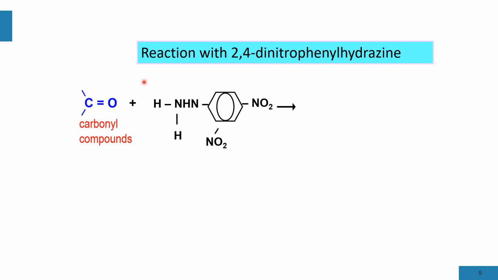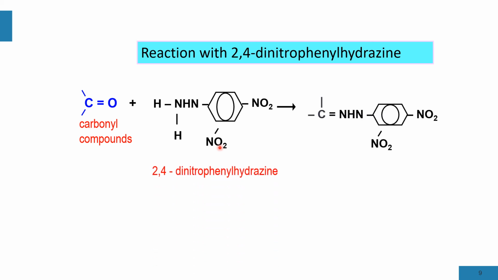So this is the general equation between carbonyl compound and 2,4-dinitrophenylhydrazine to produce 2,4-dinitrophenylhydrazone. So we need to know the structure of 2,4-DNPH for writing equation, and it is easier to remember the full name and structure together.